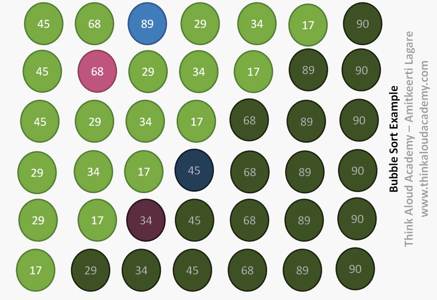So the reason why it is called bubble sort is because the heavier elements start settling down and the lighter elements start moving up, or rather bubbling up. Since this looks as if lighter elements are bubbling up, that's why it is called bubble sort.